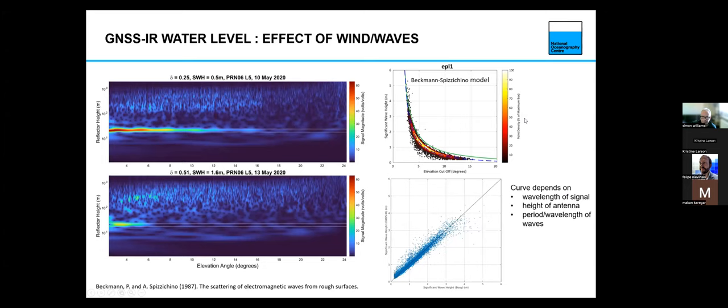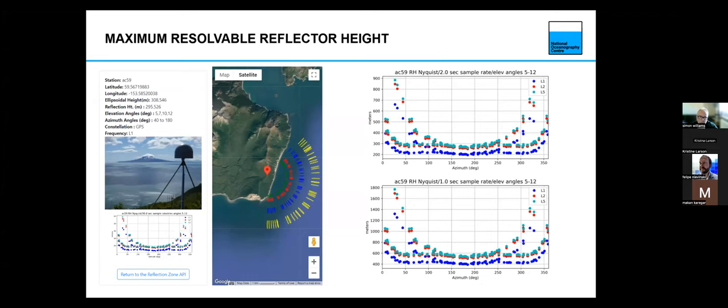So the next thing, and this was talked about yesterday, was the maximum resolvable reflector height. This is that site in Alaska, AC-59, which is nearly 300 meters above sea level. This is the plot of that effective maximum resolvable reflector height as a function of azimuth and for different frequencies.